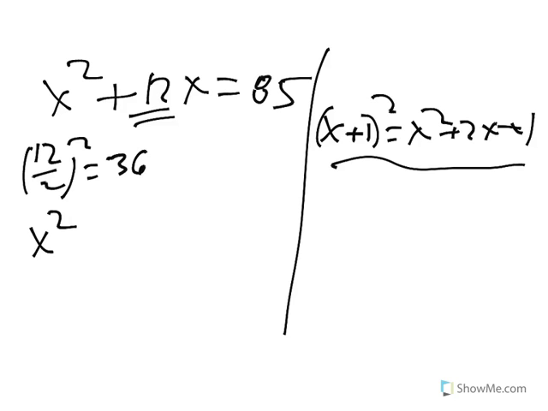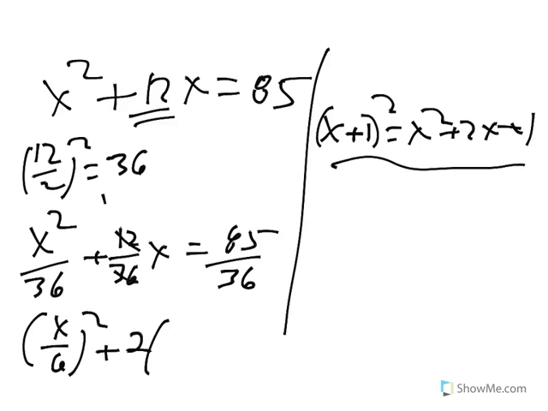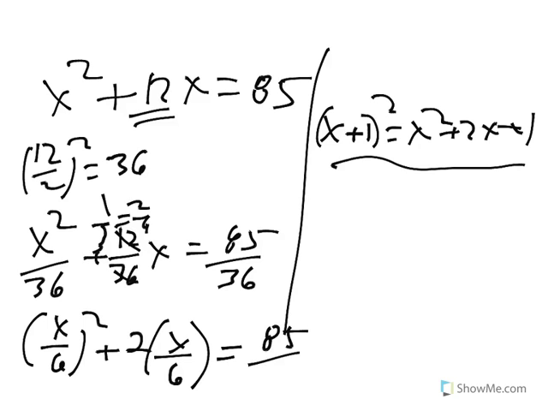If you divide everything by 36, the 85 becomes 85 over 36, this can turn into x over 6 squared, and this thing can turn into 2. This whole thing reduces to 1/3, which is 2/6. So it turns into 2 times x over 6. And this thing is still 85 over 36.